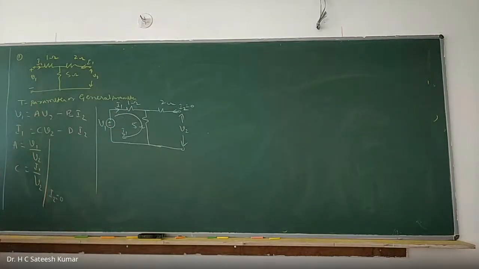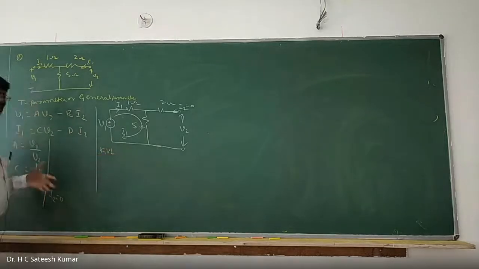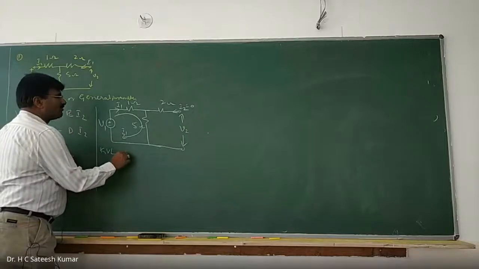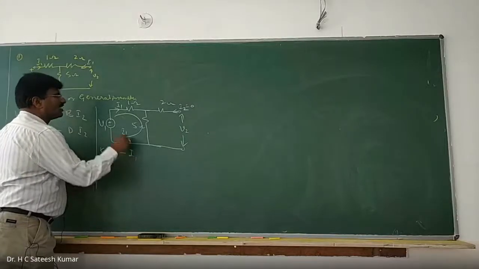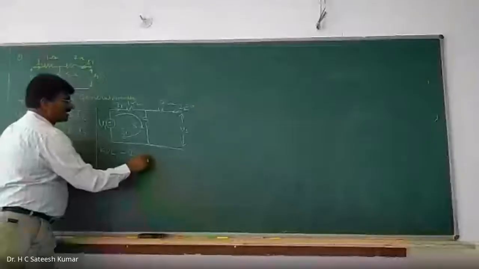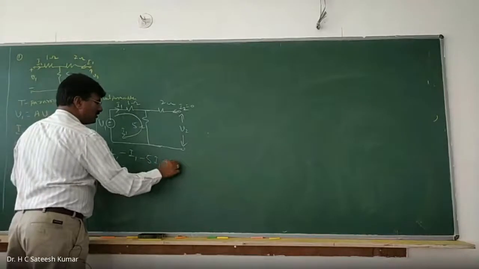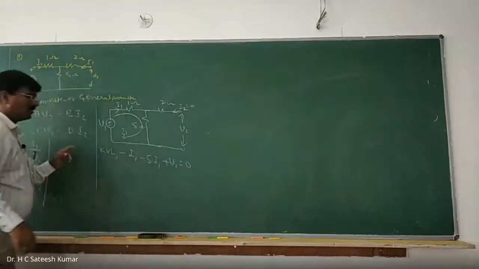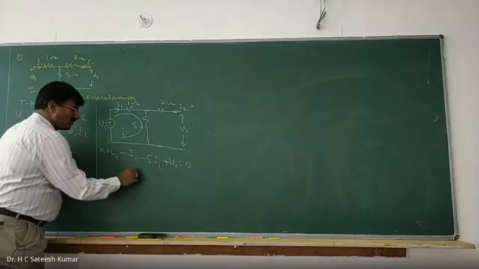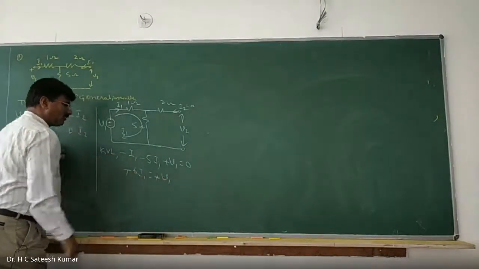KVL you apply. Blindly you do that. If you apply KVL, what will you get? Start from this: minus 1 into I1, minus 5 into I1, plus V1 is equal to 0. So minus I1 minus 5I1, minus 6I1 is equal to minus V1. Therefore 6I1 is equal to V1.